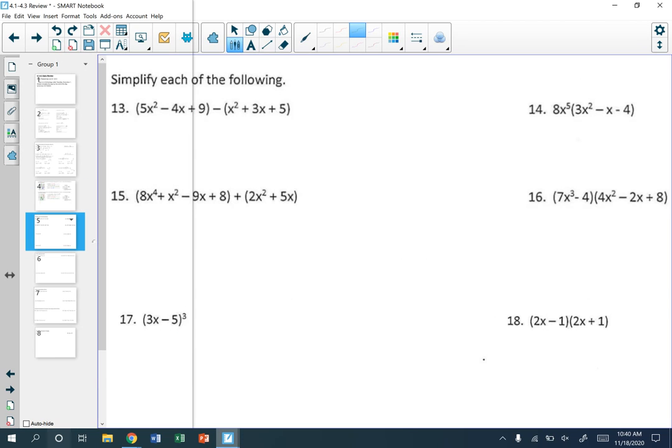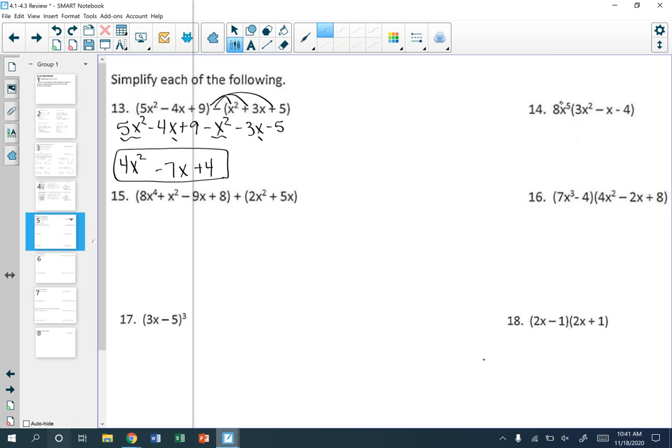All right, simplifying. Here we're going to distribute that negative. So I'm just going to go ahead and rewrite this. And then we're going to combine our like terms. So our x squared, that gives us 4x squared. And then our x's here, minus 7x. And then we have 9 minus 5, which gives me plus 4.